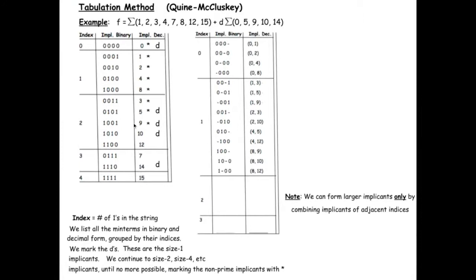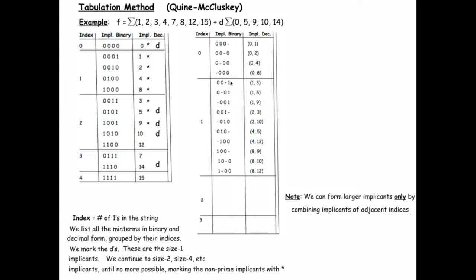Then do we have anything else? Is 10 or 12 next to 1? No. No. Because to make 10 or 12 out of 1, we need to flip 2 bits. So that means that we're done with 1s here. So we already have 1 and 0, and now we have 1 and 3, 1 and 5, and 1 and 9.